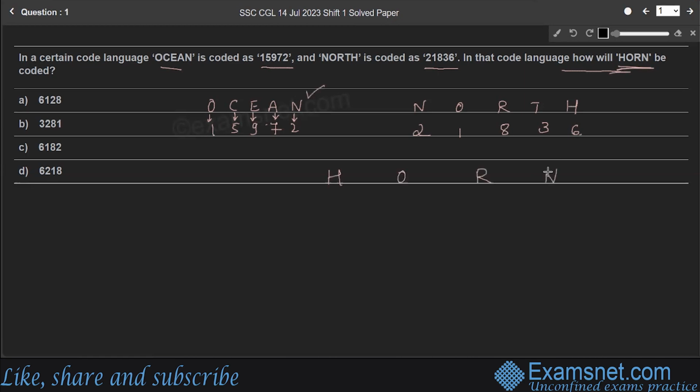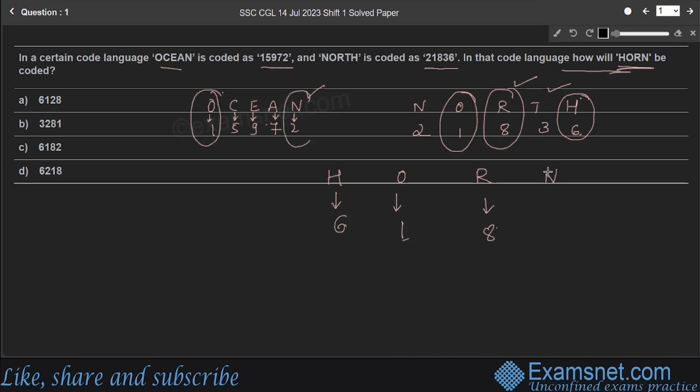So consider the given two words. Here, H is coded as 6. Therefore, we'll write code of H as 6. O is coded as 1, so code for O is 1. R is coded as 8, therefore code for R is 8. And N is coded as 2. Therefore, code for horn is 6182. So look at the options. Option C is the right answer, 6182.